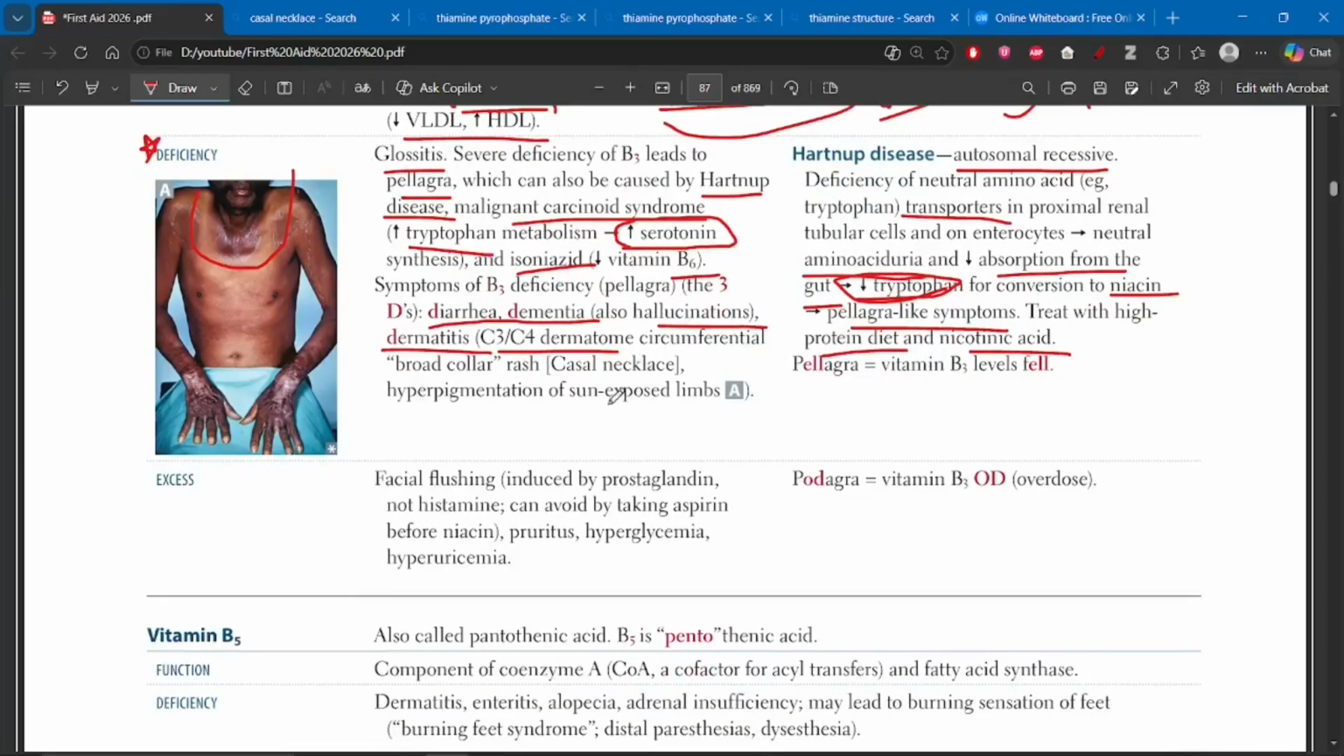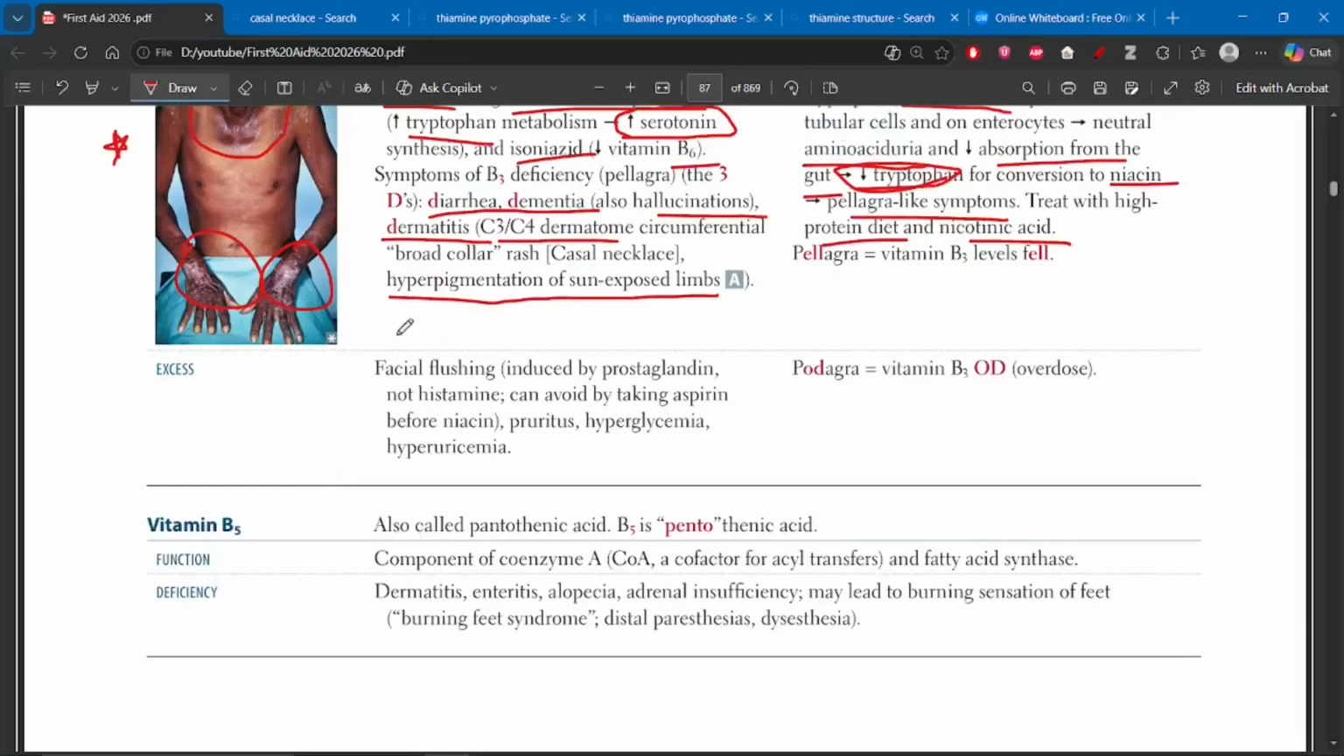Picture is important. It can lead to Casal necklace and hyperpigmentation on the sun exposed limb. So you can see the hands in this picture. This is the hyperpigmentation. Pictures are very important. So you need to keep this in mind.